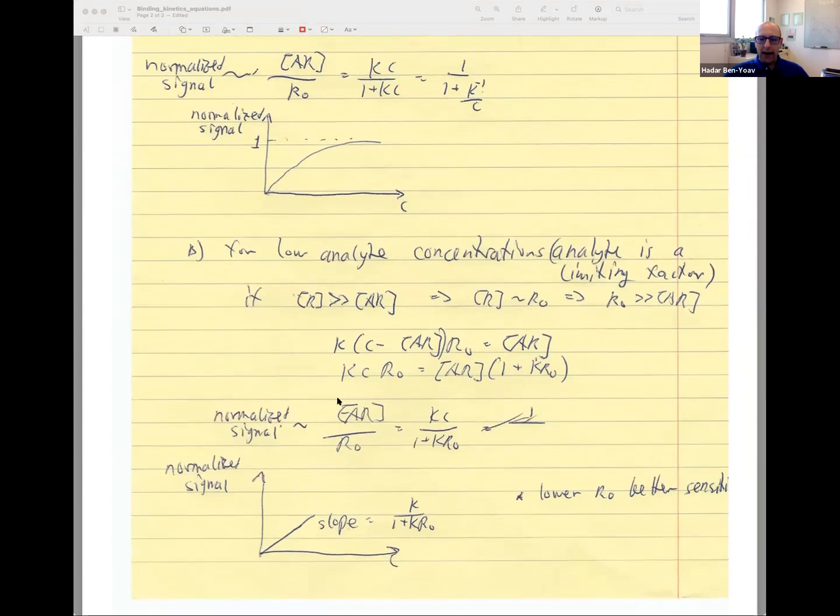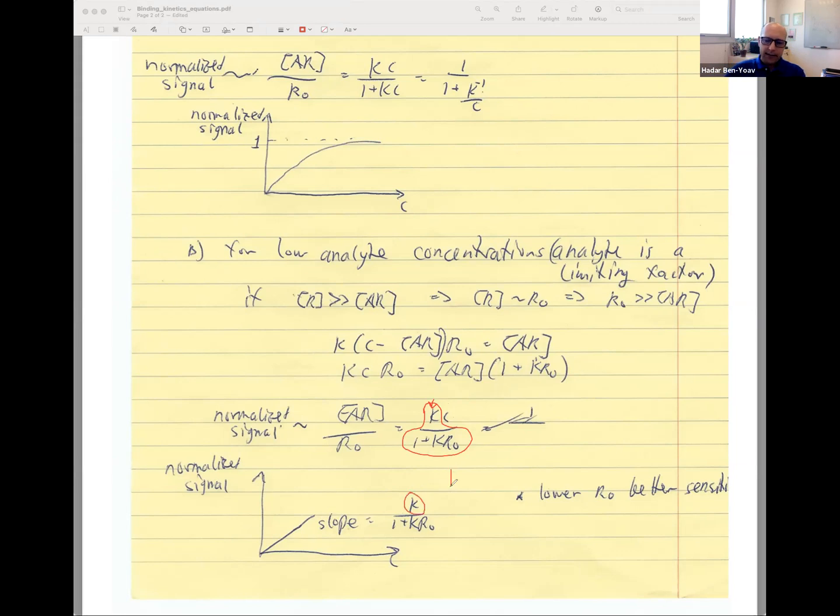So if we look at how AR over R0 changes as a function of C, we identify that this is a linear relationship, where this is the constant, meaning that the more analyte concentration you have in a low concentration regime, you increase the concentration, and the normalized signal will increase accordingly in a linear relationship. And the slope, which is the constant here, is K over 1 plus KR0. And see what happens now.